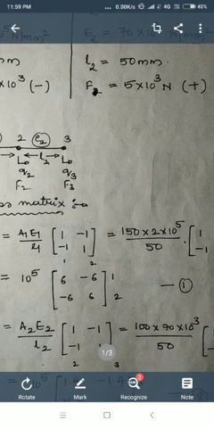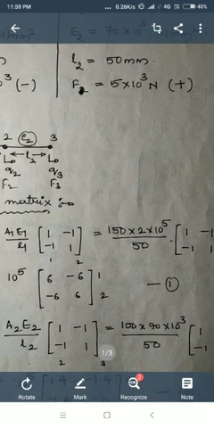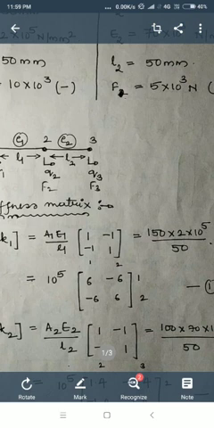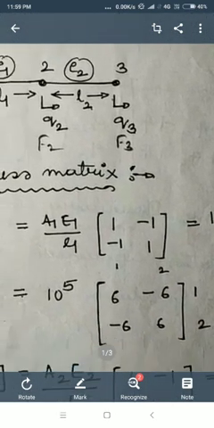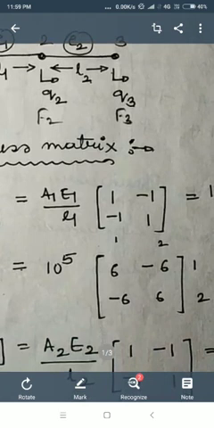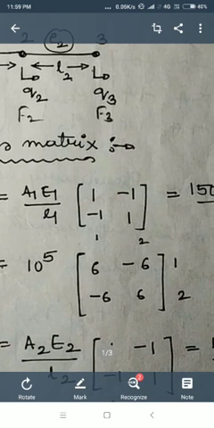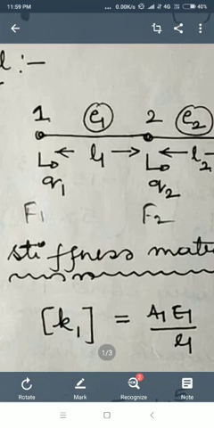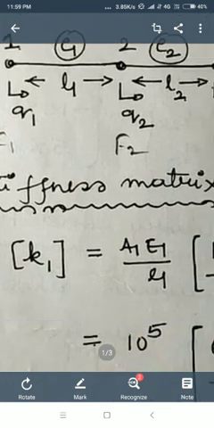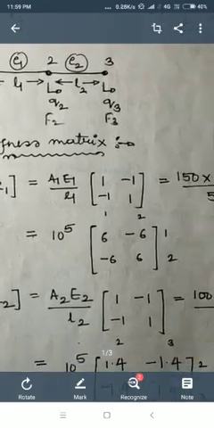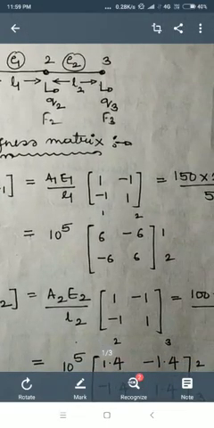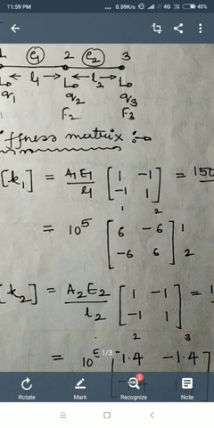Now calculate this part: A1, E1, L1, that comes as 6 into 10 to the power of 5. Actually 6 I have multiplied inside, and 10 to the power of 5 I have kept outside. And column numbers and row numbers are written there, that is 1 and 2. Why particularly 1 and 2 only? Because in the diagram we can see that for element number 1 the nodes are 1 and 2. That's why for K1 the row numbers and column numbers are 1 and 2. And 10 to the power of 5 I have taken outside.